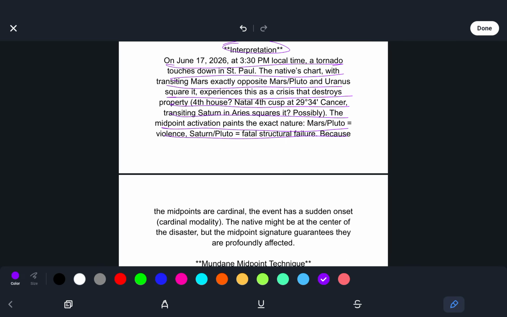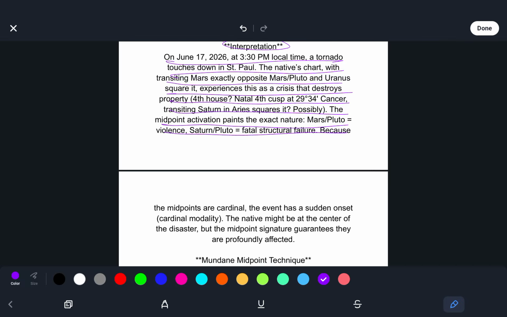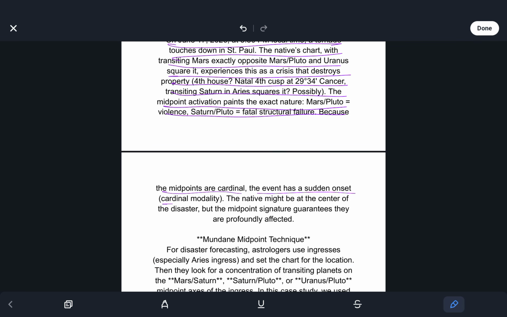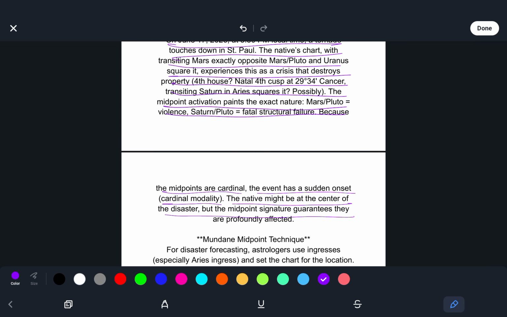So Mars-Pluto equals violence, Saturn-Pluto equals fatal structural failure. Because the midpoints are cardinal, the event has a sudden onset, cardinal modality. The native might not be at the center of the disaster, but the midpoint signature guarantees they are profoundly affected.